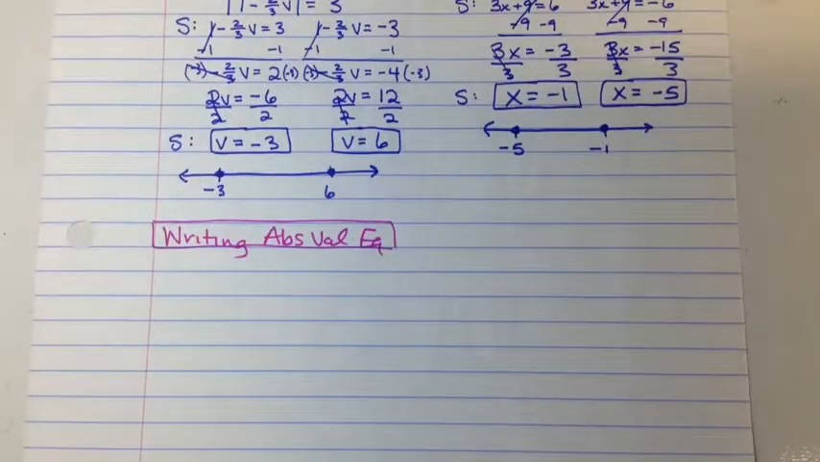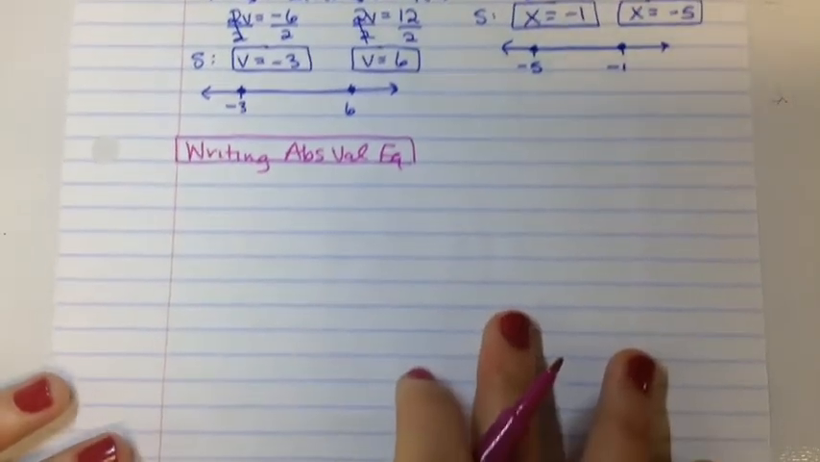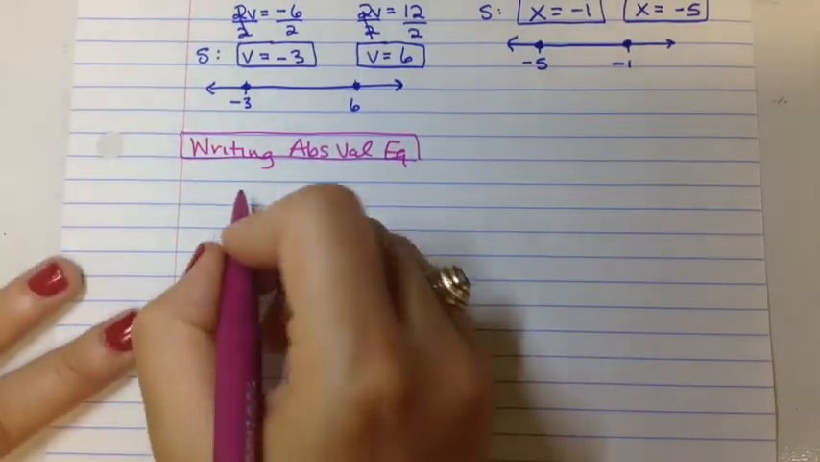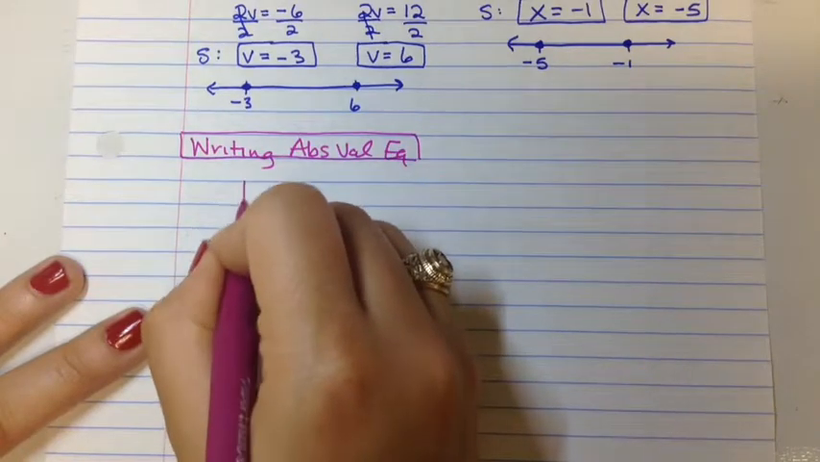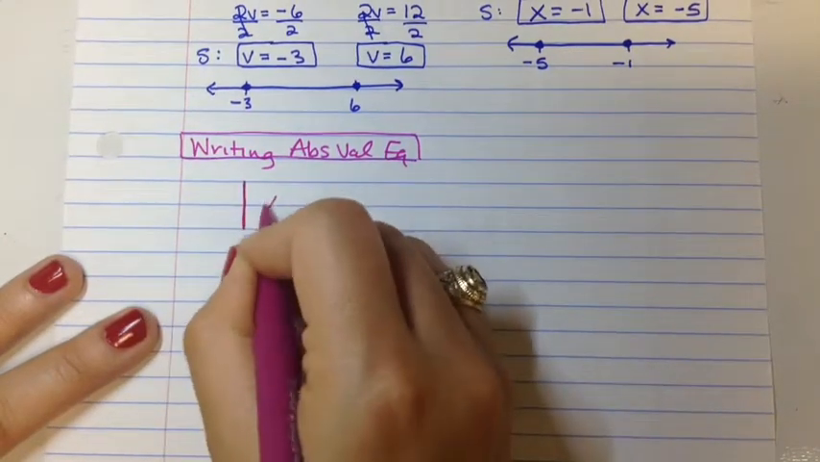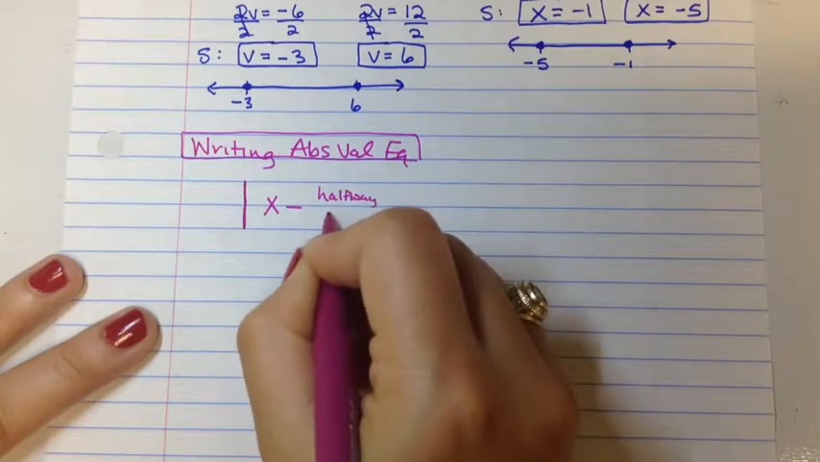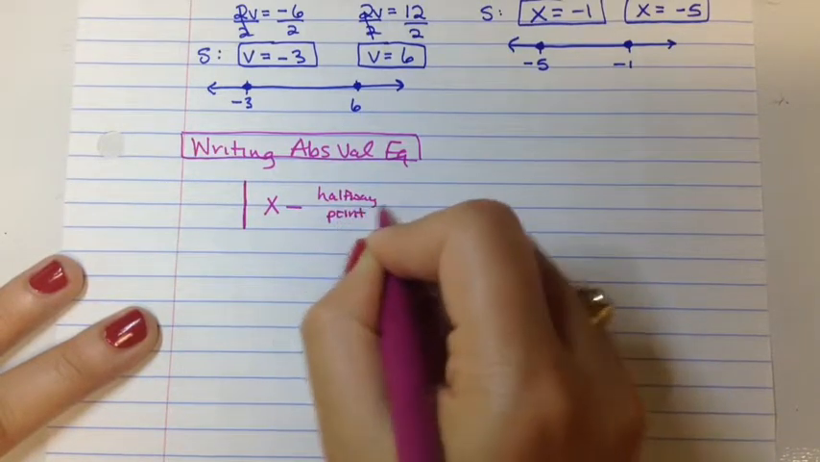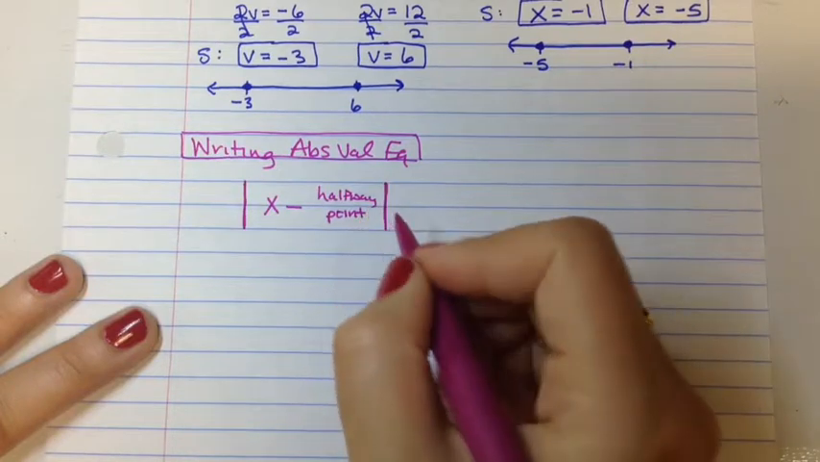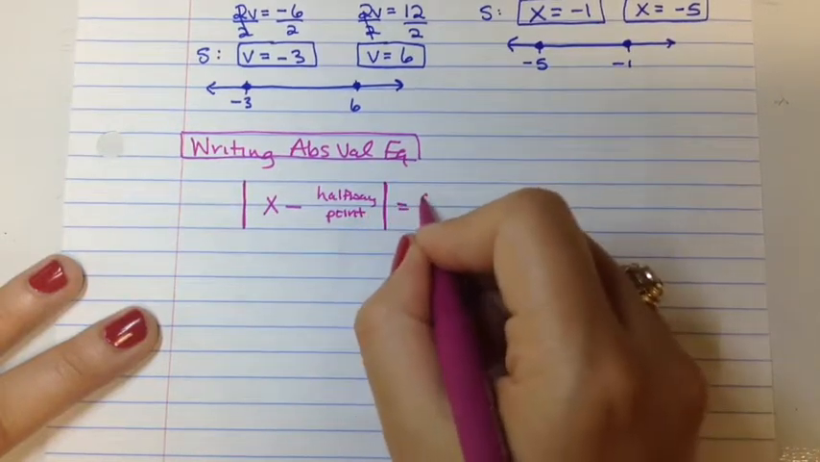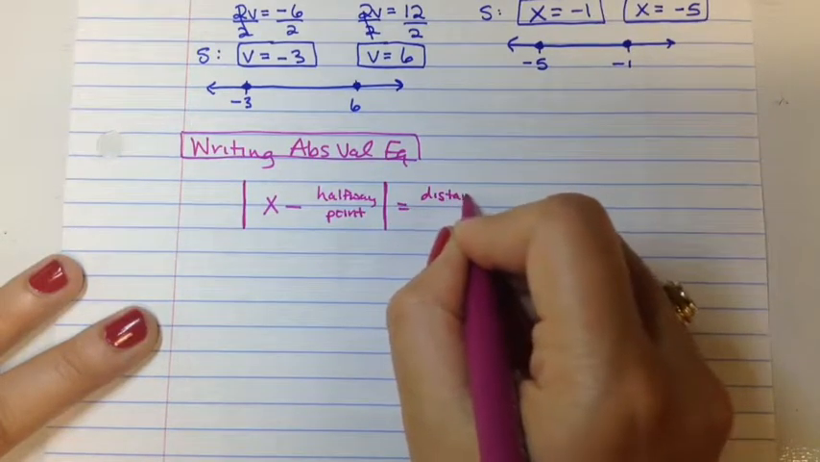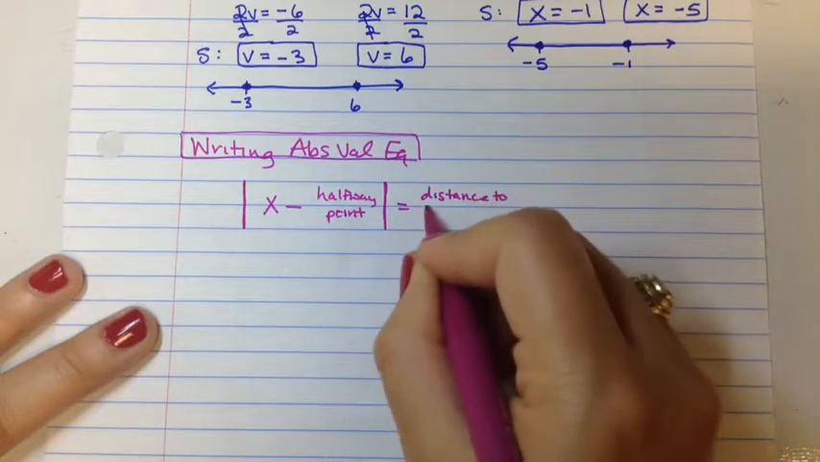Our next section is about writing absolute value equations. The formula, where you will plug things in, looks like the following. You have the absolute value of x minus your halfway point, the point in the middle, kind of like your midpoint. X minus halfway point set equal to the distance to that halfway point.